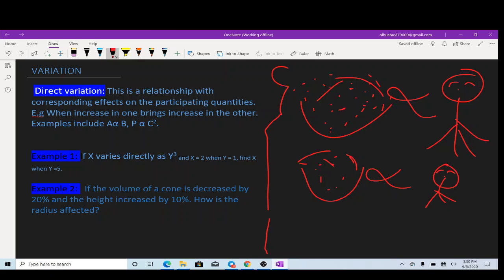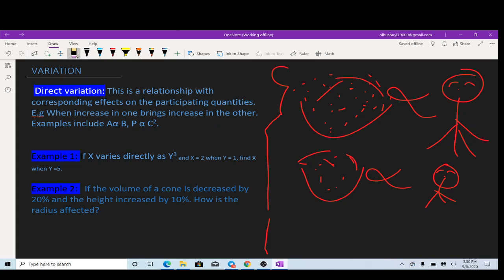You can see that when he eats more food, he grows bigger. If he eats less food, he does not grow well. So there's a direct relationship. If he eats more, he gets more. If he eats less, he's not well grown. So that is a relationship.